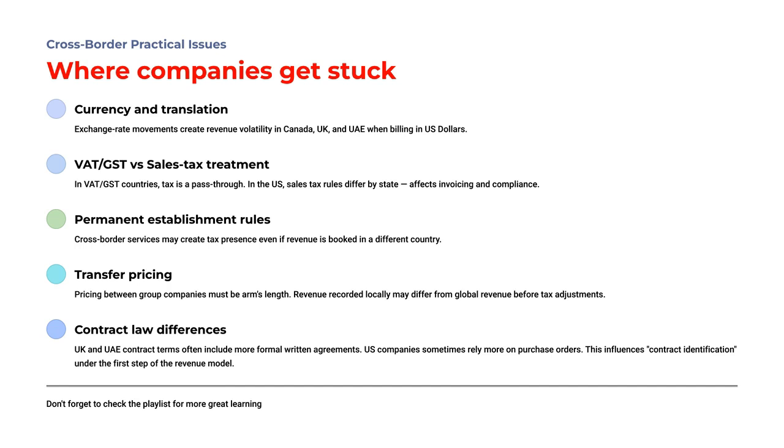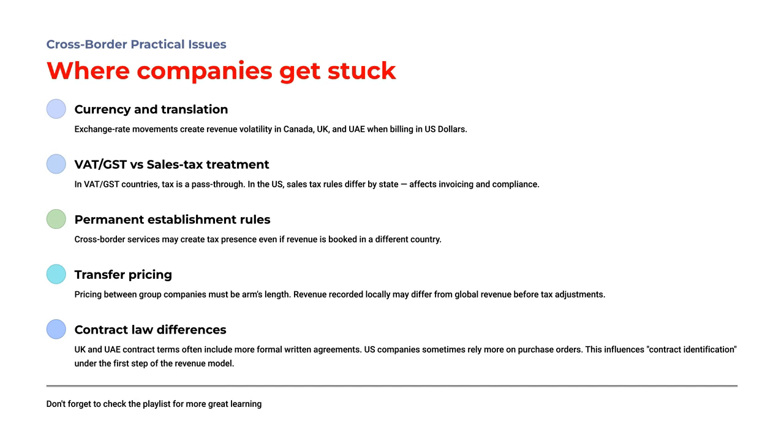Issue 3. Permanent establishment rules. Cross-border services may create tax presence even if revenue is booked in a different country. Issue 4. Transfer pricing. Pricing between group companies must be arm's length. Revenue recorded locally may differ from global revenue before tax adjustments.